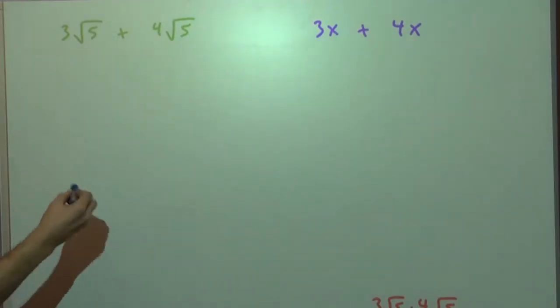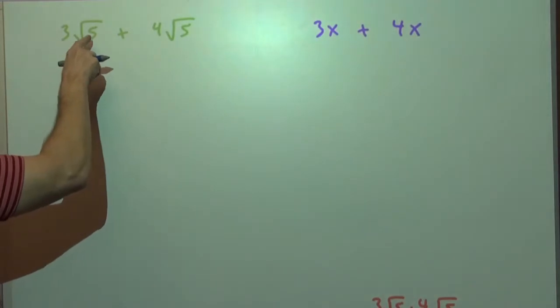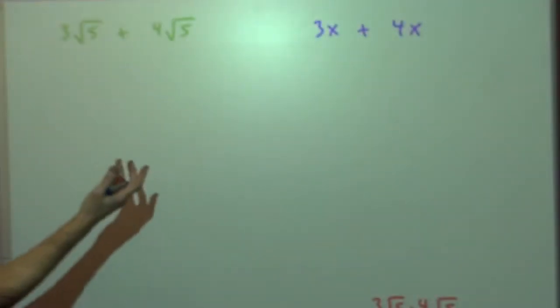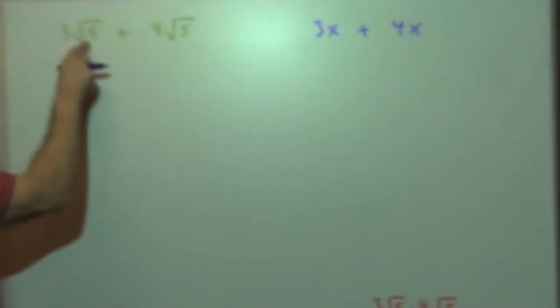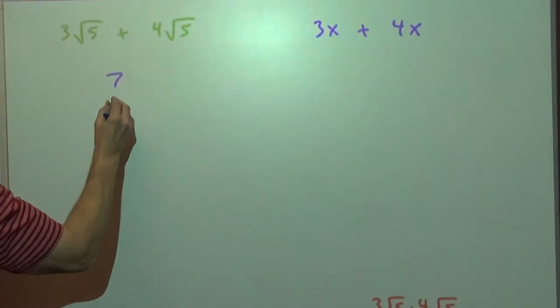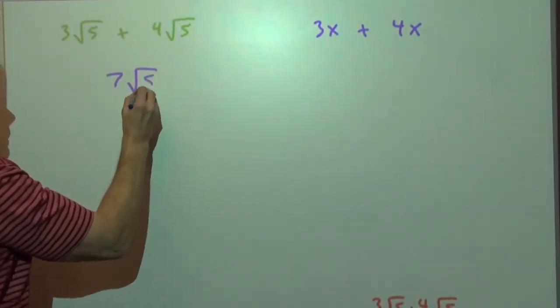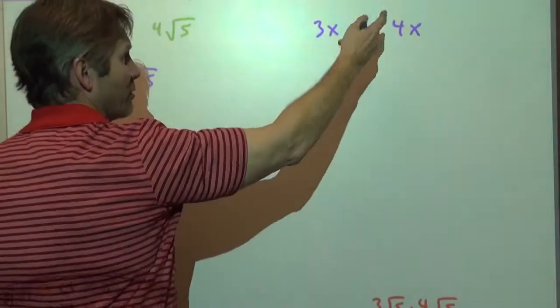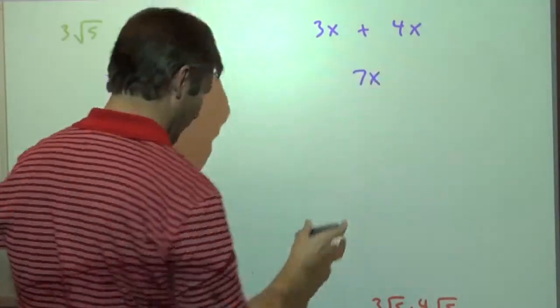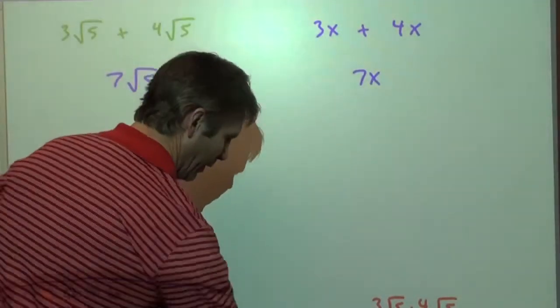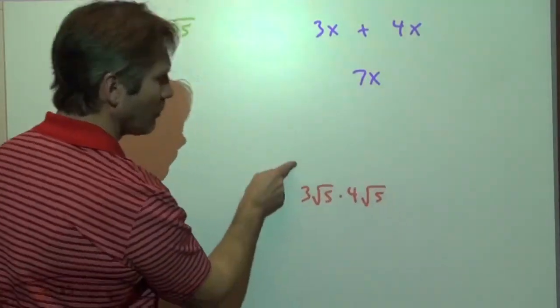Likewise, if we have radicals and we are adding these together, we're not multiplying radical 5 times radical 5, so we can't make it a 5. We just have 3 of these plus 4 more of these. Altogether, we have 7 of these. Just like adding 3x plus 4x, you get 7x. It's the same idea. We are not doing this.